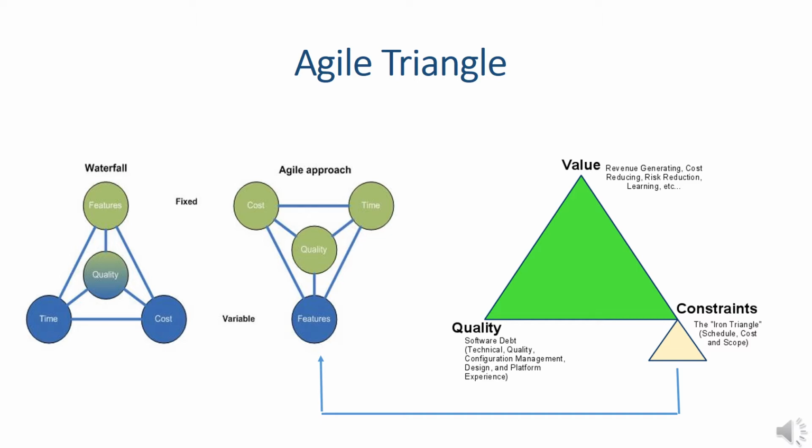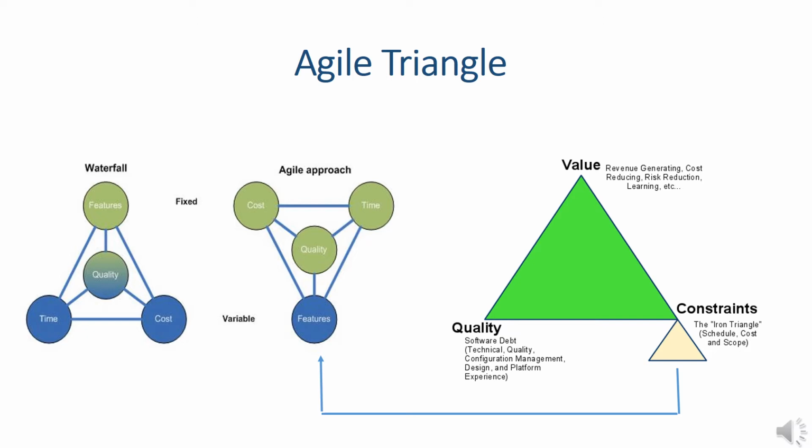So to start with, let's have a look at the Waterfall Triangle. In the Waterfall Triangle, or the conventional project management model triangle, we have three sides which we normally call triple constraints, and they are scope, time, and cost. Here in the diagram, the scope is shown as features, which is fine. And you will see the scope is fixed in the waterfall model, and the time and the cost are variable.